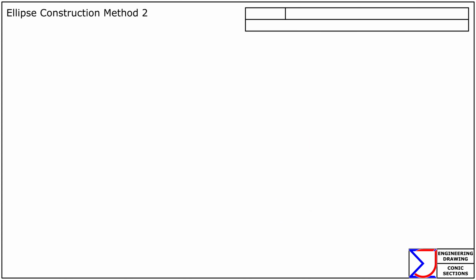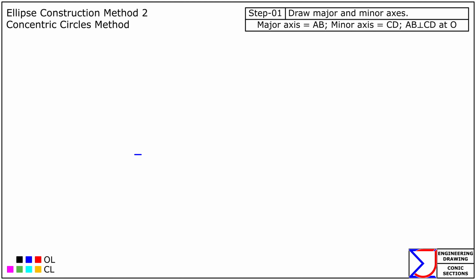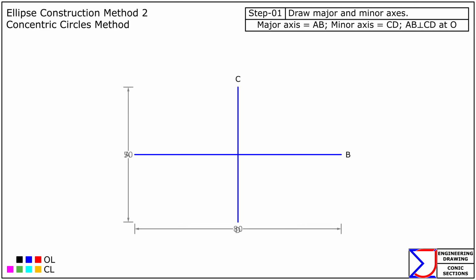Ellipse construction method 2. Let's proceed with the concentric circles method to construct the ellipse, having a major axis of 80 mm and a minor axis of 50 mm. First, draw the major axis, AB, and the minor axis, CD, of the specified lengths. Ensure that they bisect each other at right angles at the center point, O.